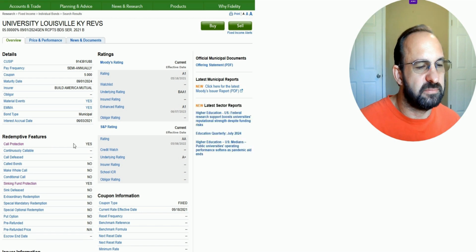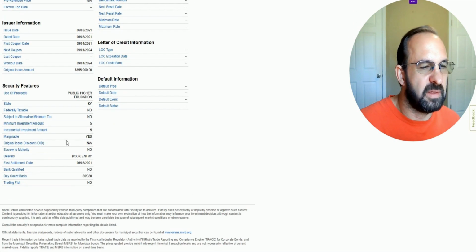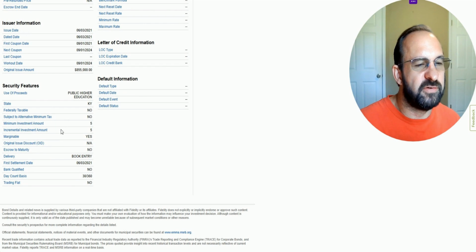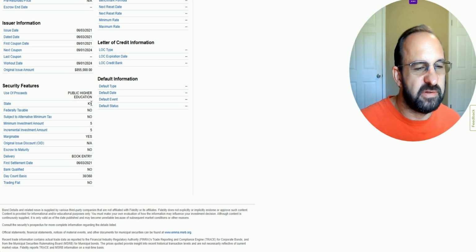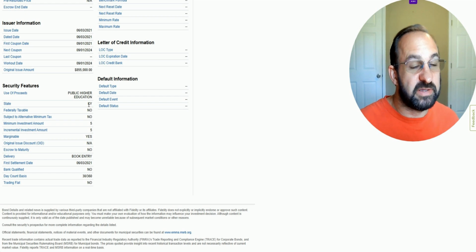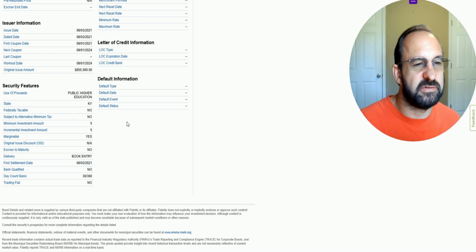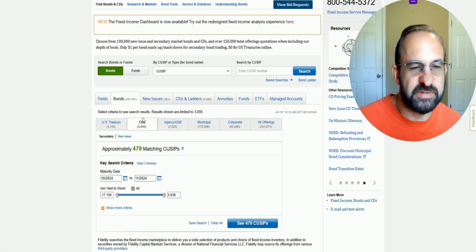And you click on it. And right here, security features, federal taxable, no. So you do not pay federal taxes. The state is Kentucky. So if you live in Kentucky, verify this with Fidelity before you buy it. Don't take my word for it, but the way I understand it is if you buy this and you live in the state of Kentucky, you do not pay state taxes either. But if you live in another state, I will pay state taxes on this, but I will not pay federal taxes on this.